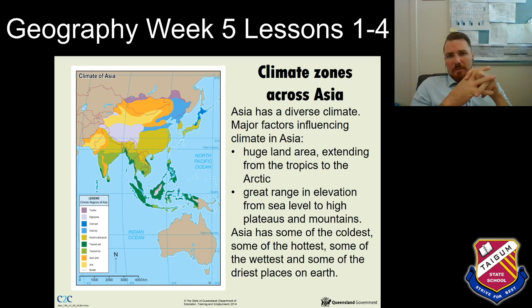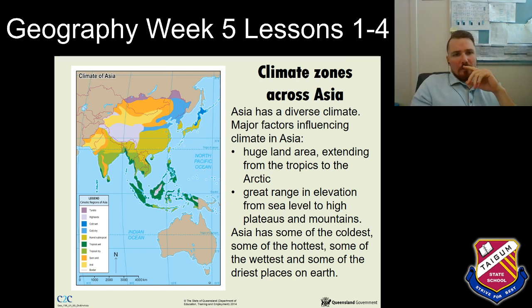Climate zones across Asia. So Asia has a diverse climate. Remember that word diverse, we've used that a lot. It means different. Major factors influencing climate in Asia is a huge land area extending from the tropics to the Arctic. Tropics would be down here around the equator and then up towards the Arctic. What would the temperature be doing, do you think? Great range in elevation from sea level to high plateaus and mountains.